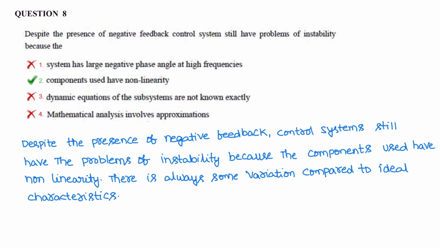Question number 8. Despite the presence of negative feedback, control systems still have problems of instability because the components used in the control system have non-linearity. There is always some variation compared to ideal characteristics.